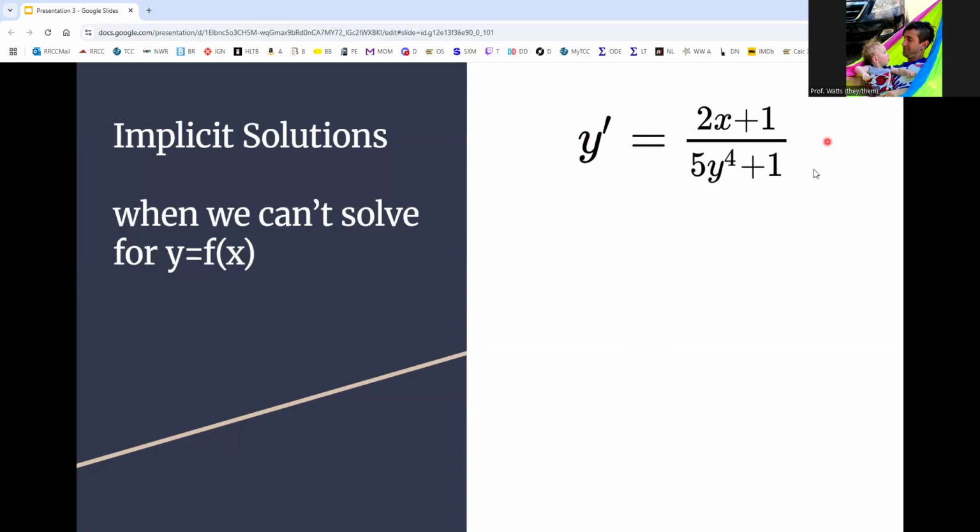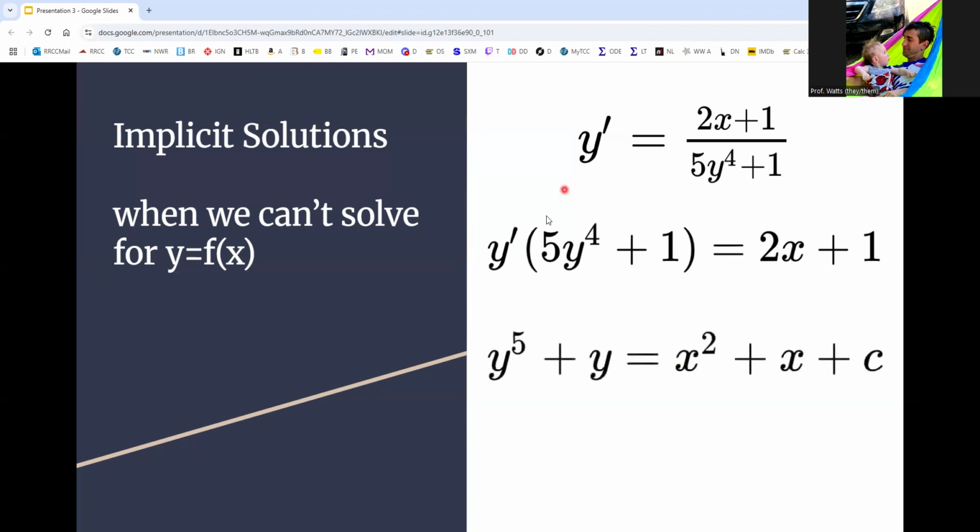This is an example of a first-order nonlinear differential equation where we can model it as separable, and we'd multiply both sides by that denominator, 5y to the fourth plus 1, and we have separated it. And then the next step in the process, which is pretty short and simple, is to integrate both sides. And when you integrate the left side, you get y to the fifth plus y. And so you have this implicit solution relating x and y.